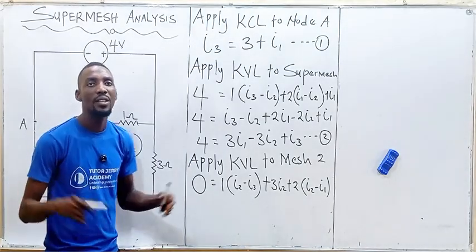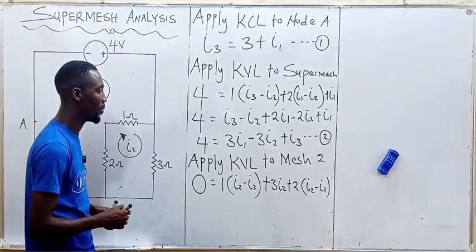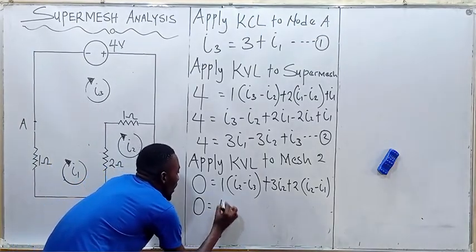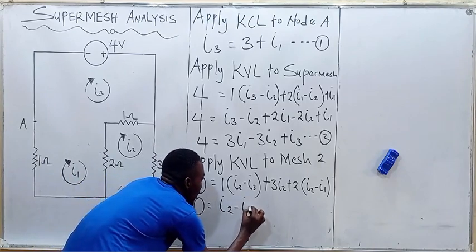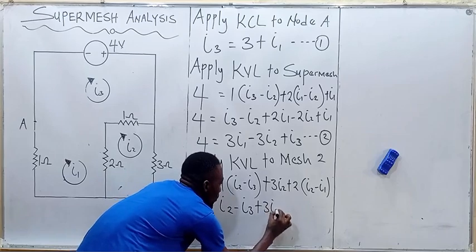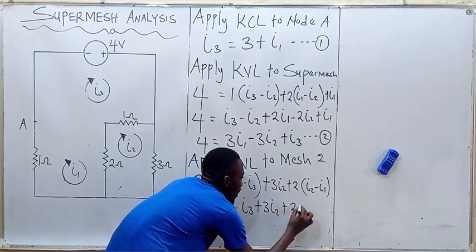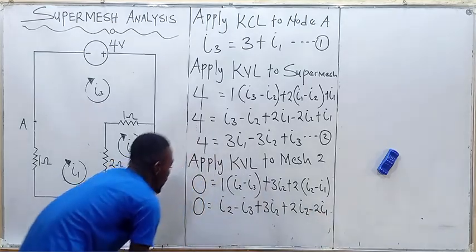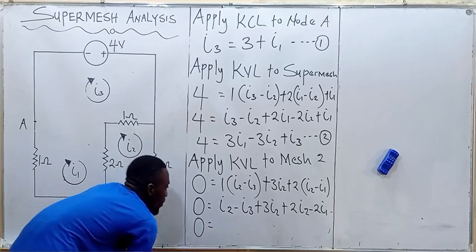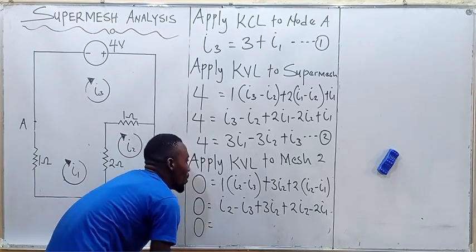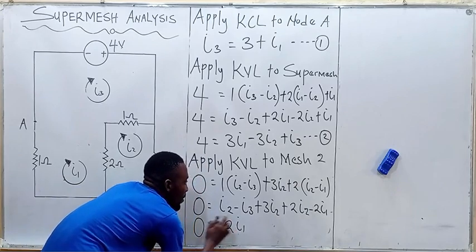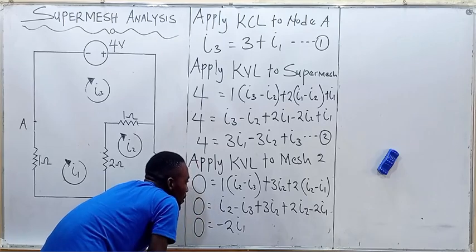All right, the next thing we are going to do is just open this bracket. So 0 will be equal to I2 minus I3 plus 3I2 plus 2I2 minus 2I1. If we collect the like terms, 0 will be equal to, so we only have minus 2I1, this plus this plus this. It's going to give us what?